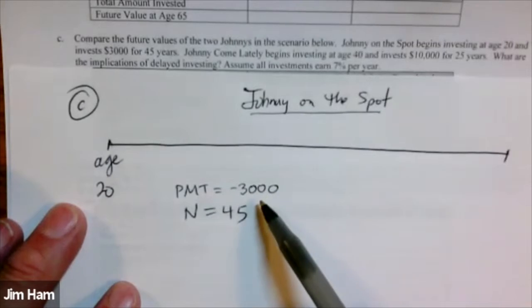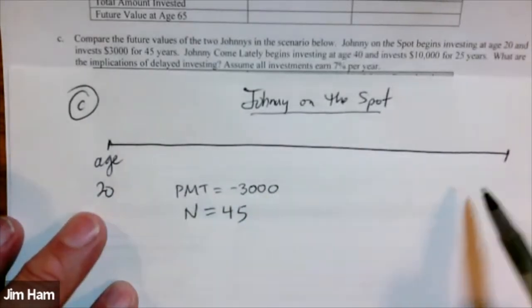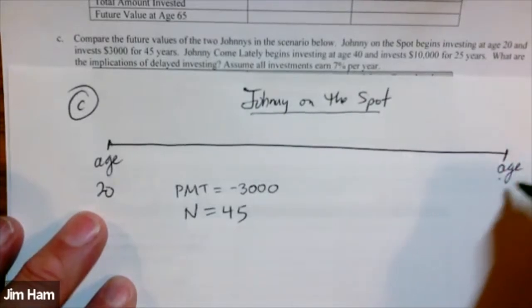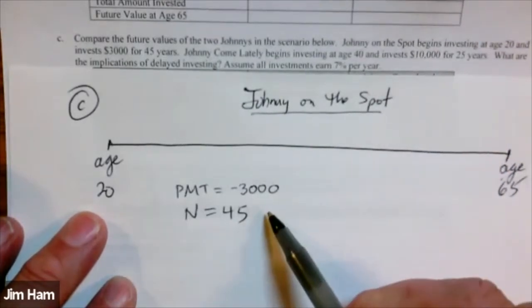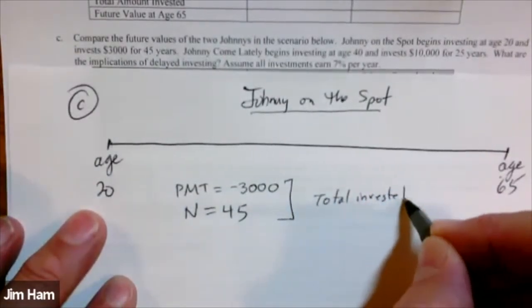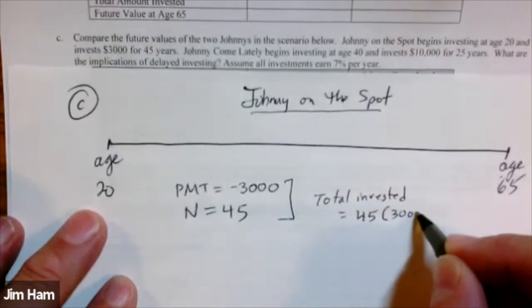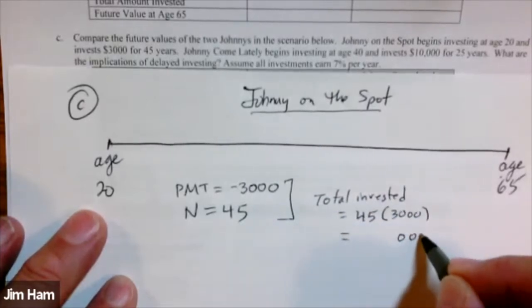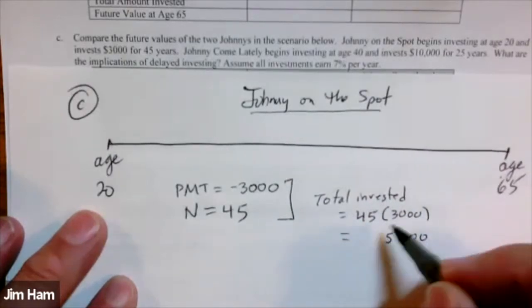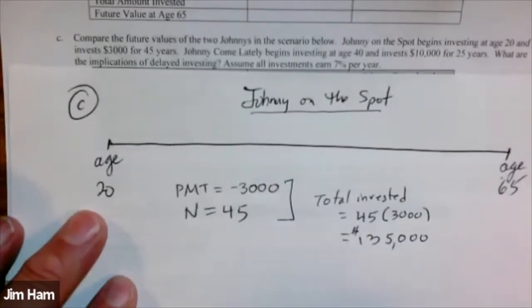And this is a pretty consistent investor. Every year up until age 65, I'm going to invest the $3,000. So the total invested over that period of time would be 45 years, each year investing $3,000. So that is a total of $135,000. In this particular one, there was not a period where he stopped investing and just let the money grow with the interest rate.